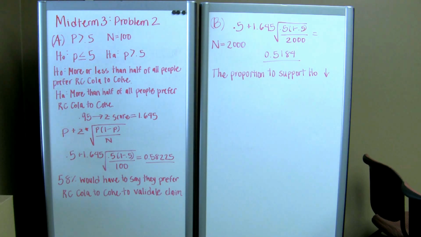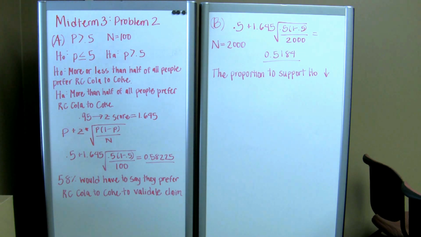In part B, we wanted to see if our answer to part A would change if instead the study included 2,000 people rather than the 100. So what I did was I plugged in the same values for the equation but replaced n with 2,000 instead of 100. And when I did that, I got the answer 0.5184. So the proportion actually went down a little bit.